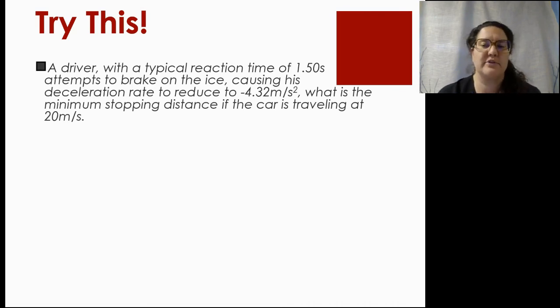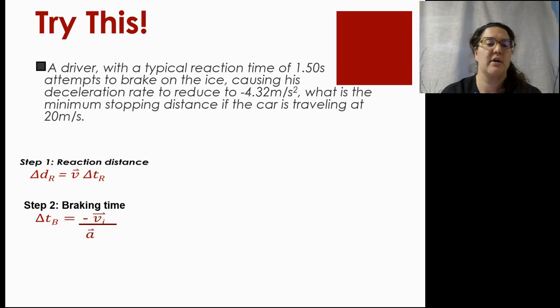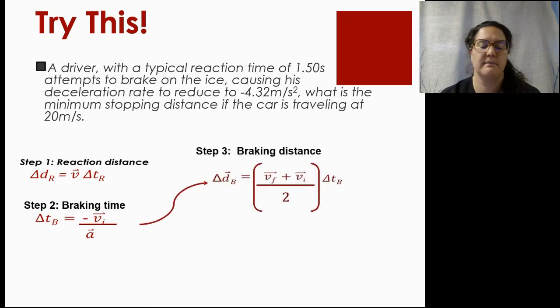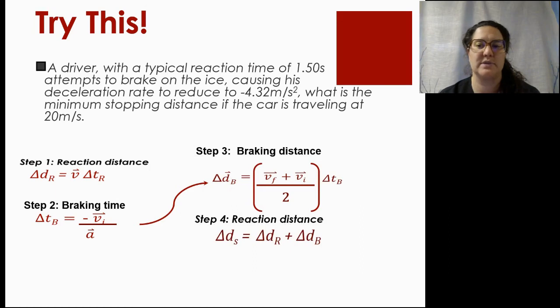A driver with a typical reaction time of 1.5 seconds attempts to brake on the ice, causing his deceleration rate to reduce to negative 4.32 meters per second squared. So now what is the minimum stopping distance if the car is traveling at 20 meters per second? So again, step 1, calculate our reaction distance. We're going to calculate our reaction distance, our braking time, and then our braking distance. And then we're going to add those two distances together.